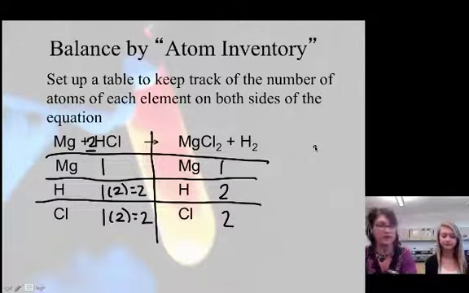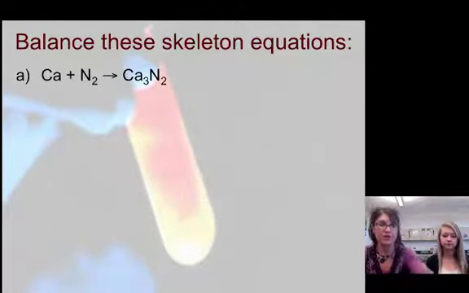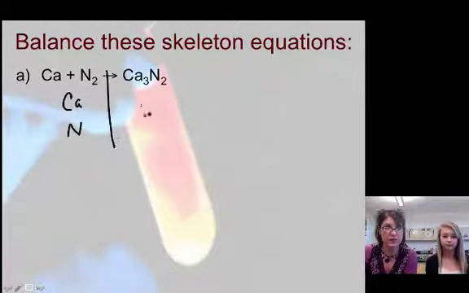Right. And the table helped us keep track of it, so we made sure we were doing it right. Not every equation is going to need a table, but if you're not sure or it's not working, you could give that a try. So here's a few where we could try a table. Okay. So I need to list my atoms, calcium and nitrogen.